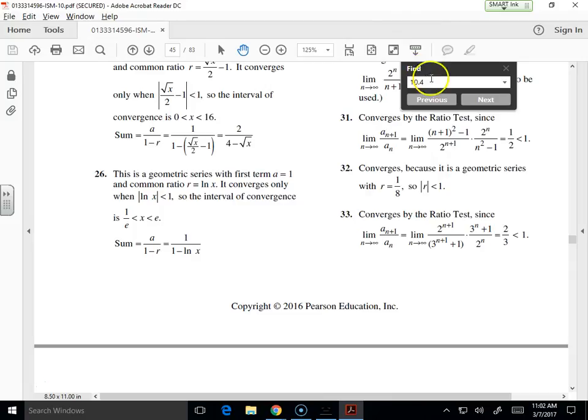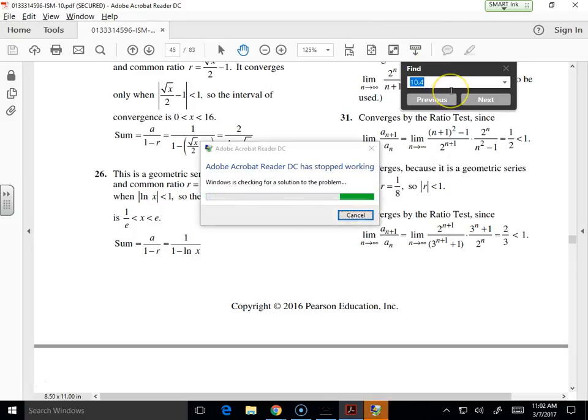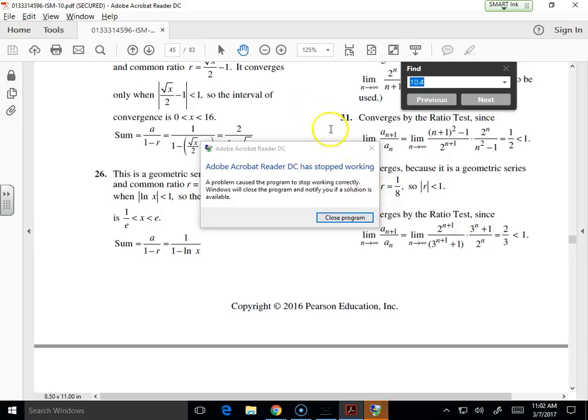And 10-5. 58. Oh, really? That's not good. What, 58? No. You can just scroll up, sorry. It's okay. I'm not sure what else to do. The Adobe Acrobat Reader DC has stopped working.